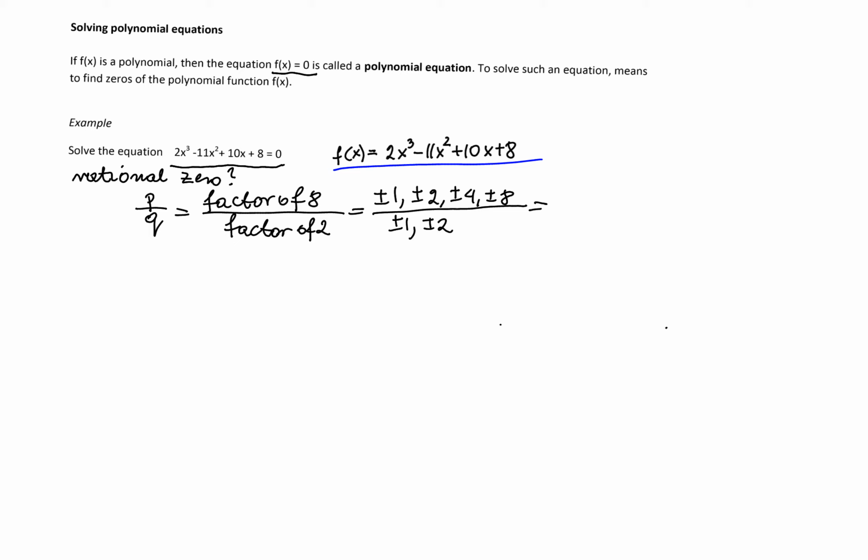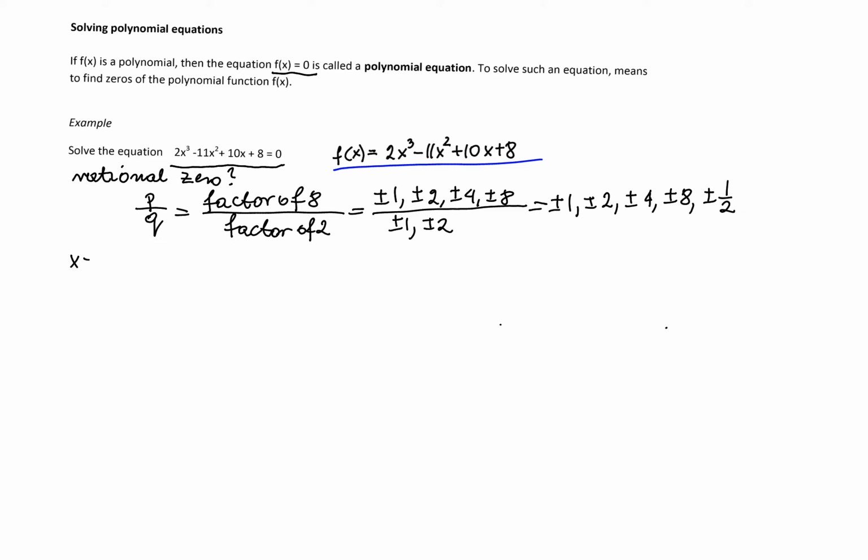So the possible rational zeros for this function are plus or minus 1, plus or minus 2, plus or minus 4, plus or minus 8, and plus or minus 1/2. We'll now check which one of those numbers is a rational zero, if any.